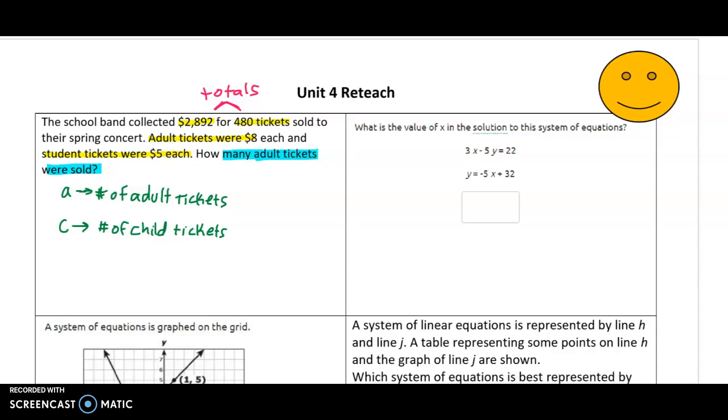Remember, A and C are unknowns to us. They are things we don't know. So what are the things that we don't know? We don't know how many tickets. We know the total is 480, but how many of those were adult tickets and how many were child tickets? We're going to find that out.